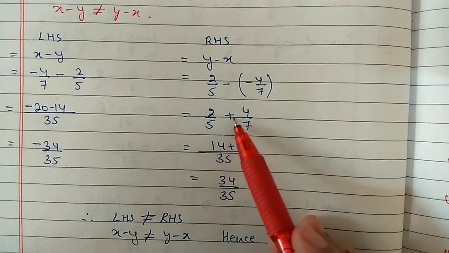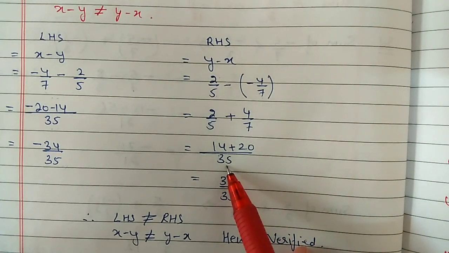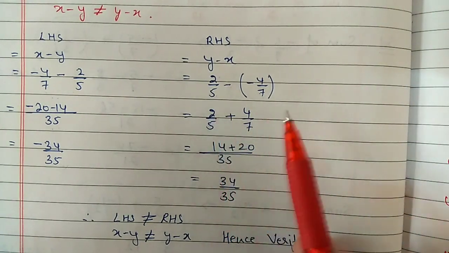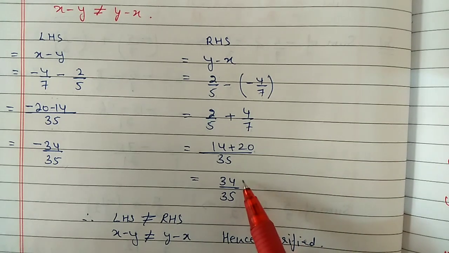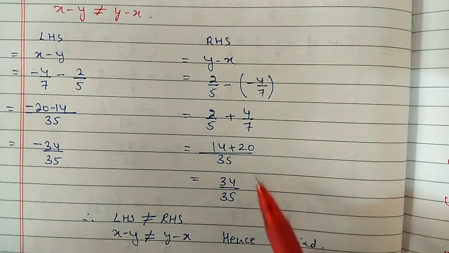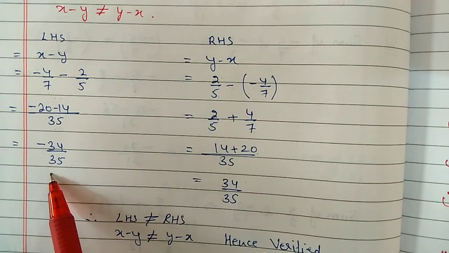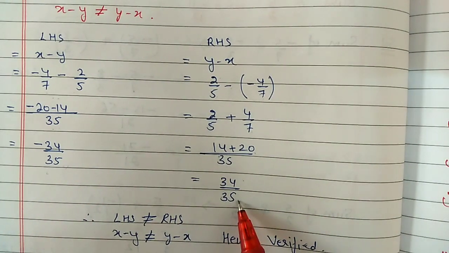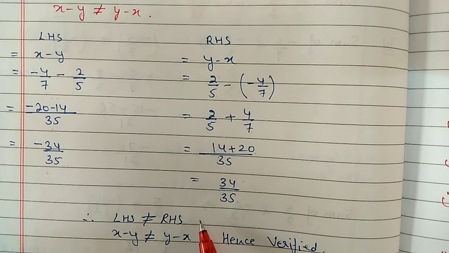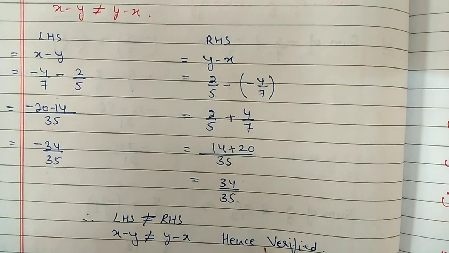So 2 by 5 plus 4 by 7. Take LCM 35. 5 table, it is coming 7 times, 7 2's are 14. 7 table, it is coming 5 times, 5 4's are 20. So your answer is 34 by 35. You can see here the left side is coming minus 34 by 35. The right side is coming 34 by 35, which is not equal to each other. Symbol difference is there. Hence it is verified.